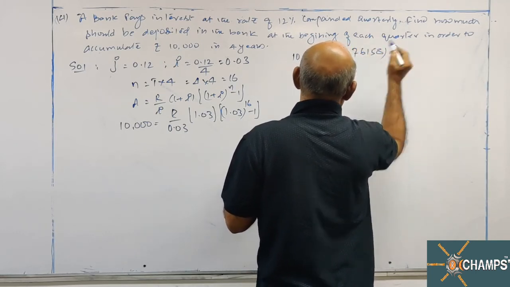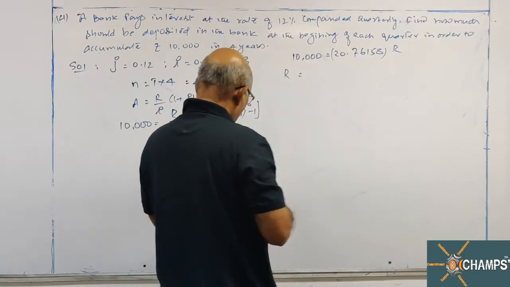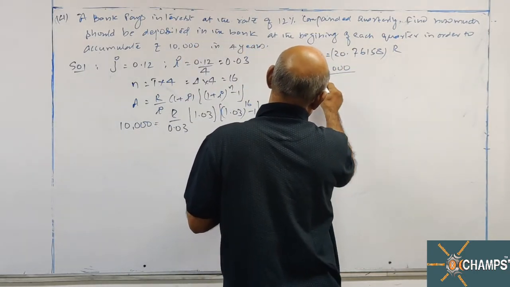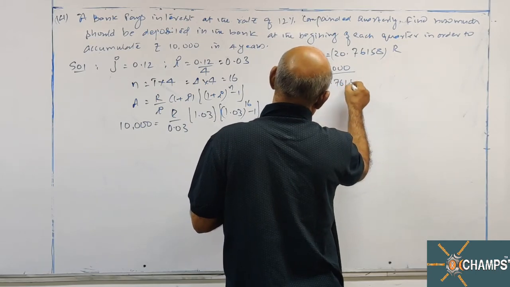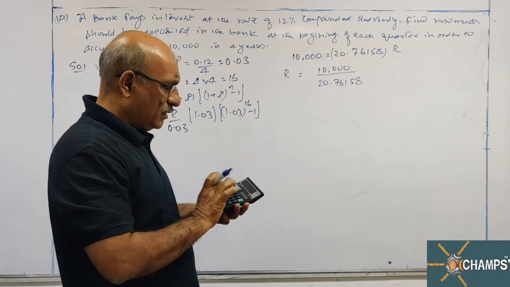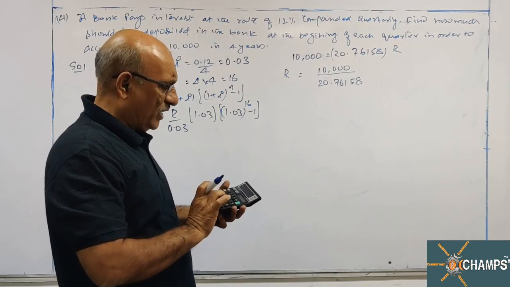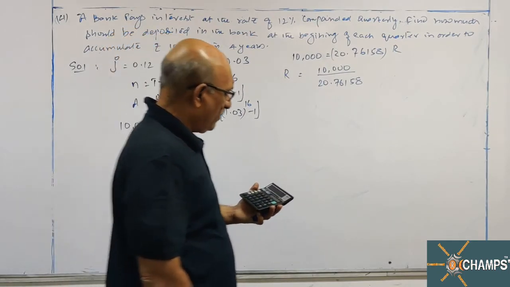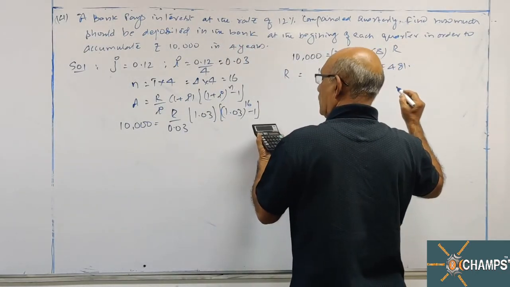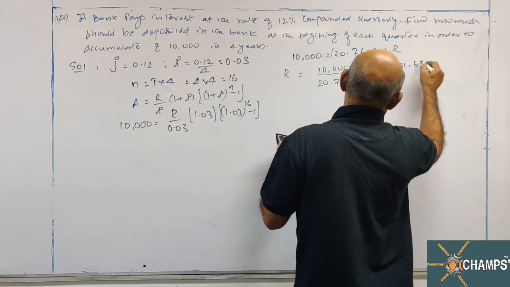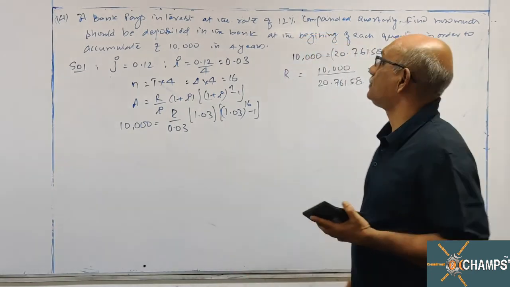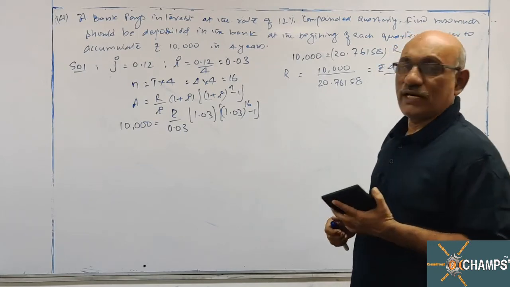times R. So R is equal to 10,000 divided by 20.76158. So this is 10,000 divided by MRC, which is equal to 481.65 rupees. 481.658 is what we have to deposit at the beginning of each quarter.